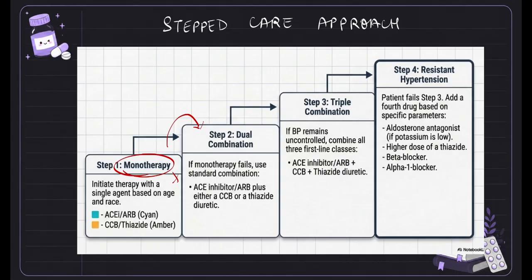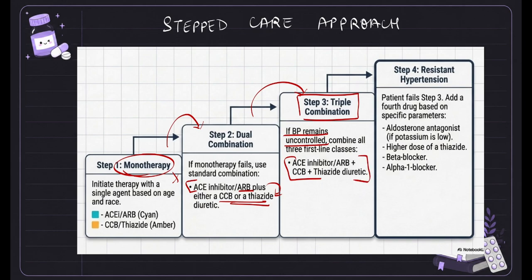Well, we simply move to step 2. This is our dual combination phase. Here, we usually combine an ACE inhibitor, or an ARB, with either a calcium channel blocker or a thiazide diuretic. If the blood pressure is still too high, we glide right into step 3. This is a triple combination. You put an ACE inhibitor or ARB, a calcium channel blocker, and a thiazide diuretic all together.